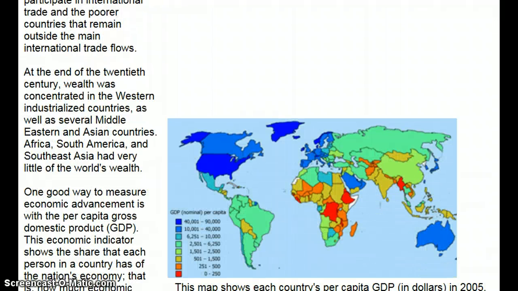At the end of the 20th century, wealth was concentrated in the Western industrialized countries, as well as several Middle Eastern and Asian countries. Africa, South America, and Southeast Asia had very little of the world's wealth.